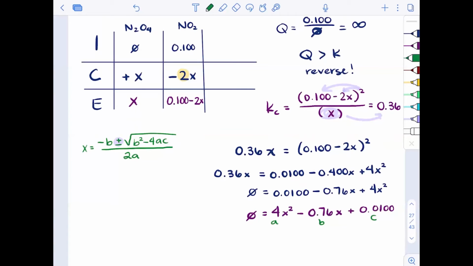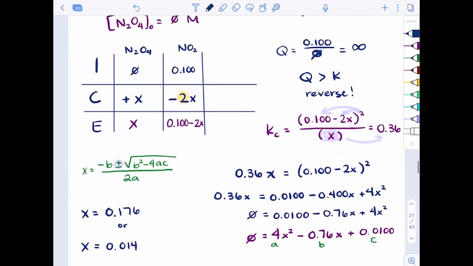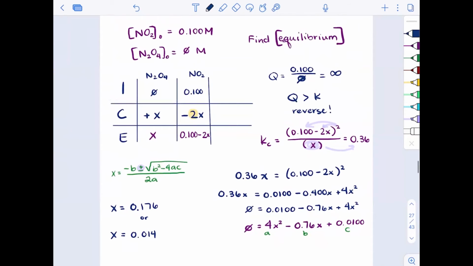We'll plug those in, and what we get is x could equal 0.176, or x could equal 0.014. Which one is it? Well, plug them both in, see which one gives you a negative concentration. We don't want a negative concentration, so therefore the only one that will work is x equaling 0.014. That is our change.